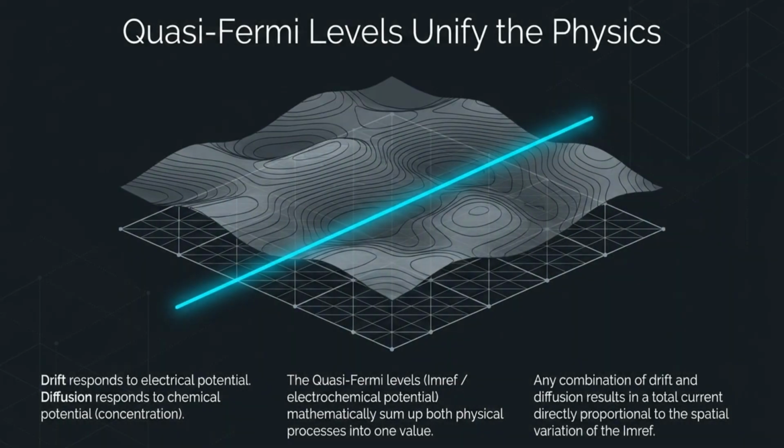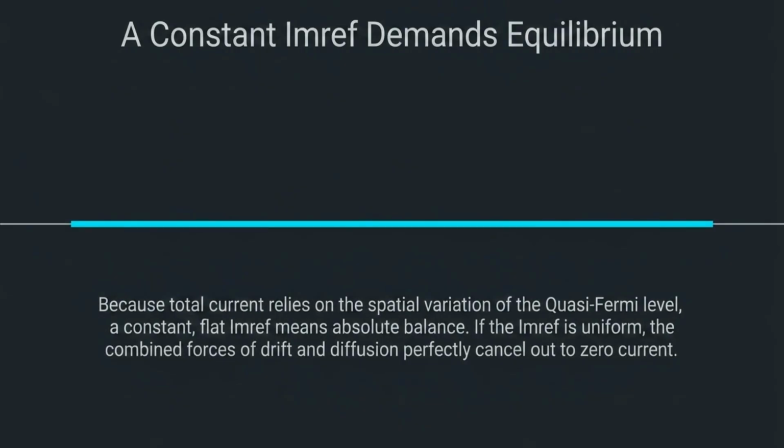Quasi-Fermi levels unify the physics of drift and diffusion. They mathematically sum up both processes into one value. The total current is directly proportional to the spatial variation of the quasi-Fermi level. A constant flat quasi-Fermi level means absolute equilibrium. If it is uniform, the combined forces of drift and diffusion perfectly cancel out, resulting in zero current.